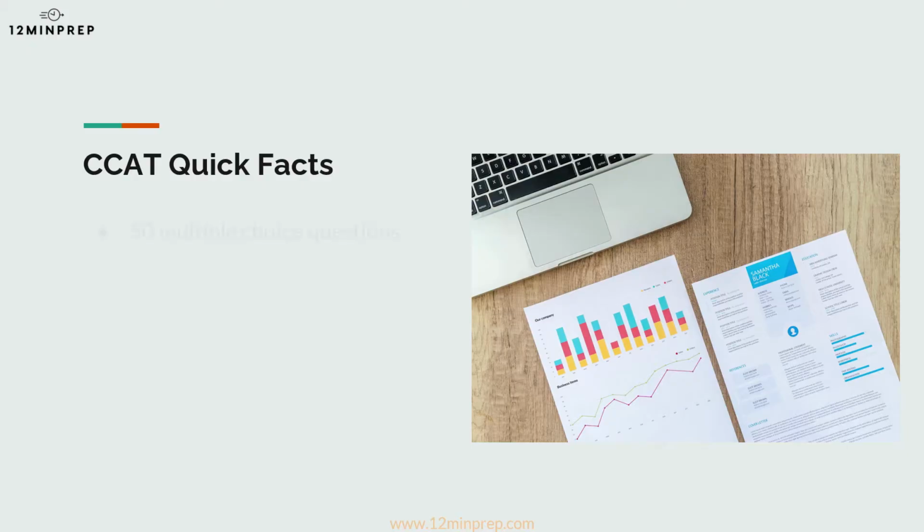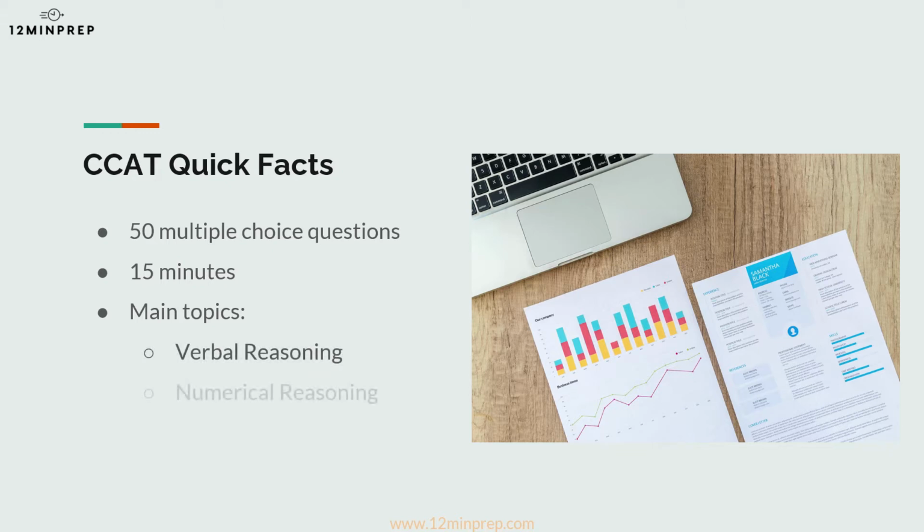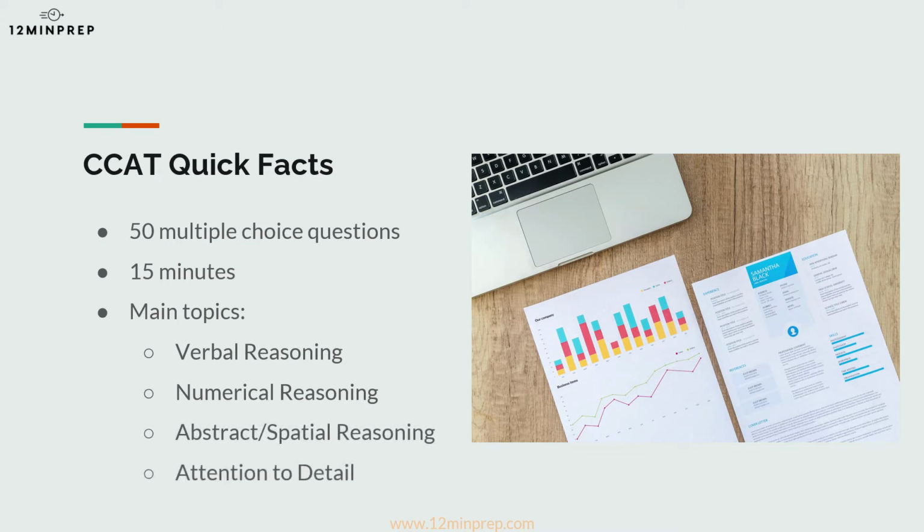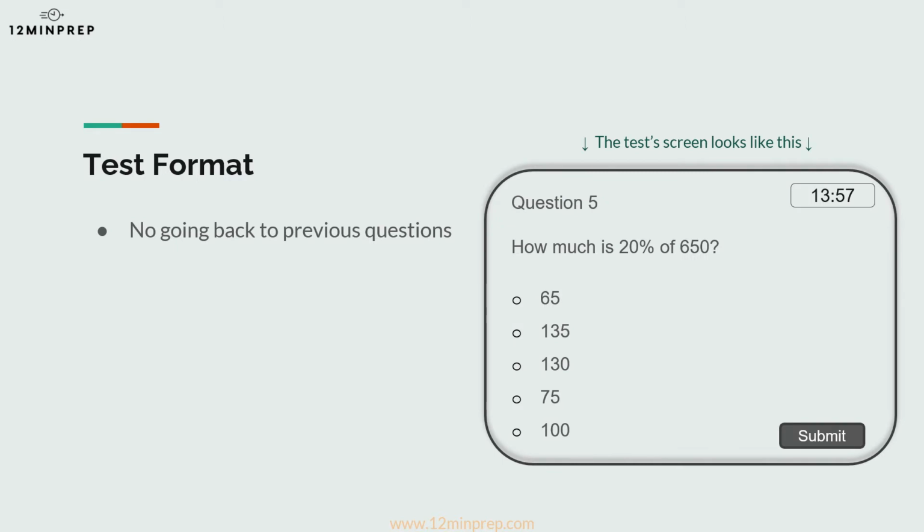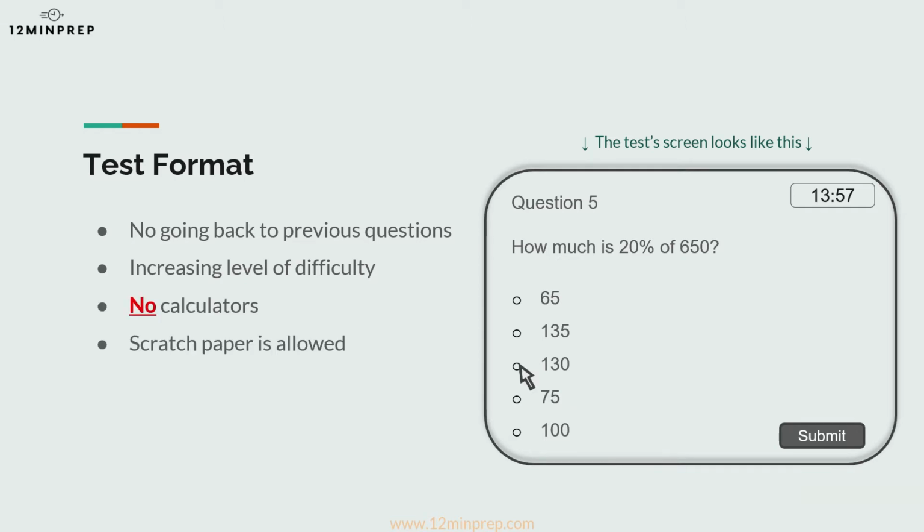The CCAT is a 50-question multiple-choice assessment that lasts for 15 minutes. It measures general cognitive aptitude through the following topics: verbal reasoning, numerical reasoning, abstract or spatial reasoning, and attention to detail. There is no going back to previous questions, and you are forced to mark an answer to each and every question on the test. The difficulty level of the questions increases as you move towards question 50. You cannot use a calculator during this test, but scratch paper is allowed for jotting down some calculations.